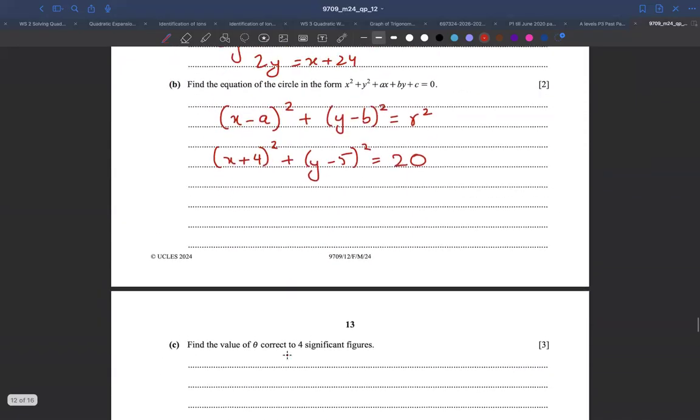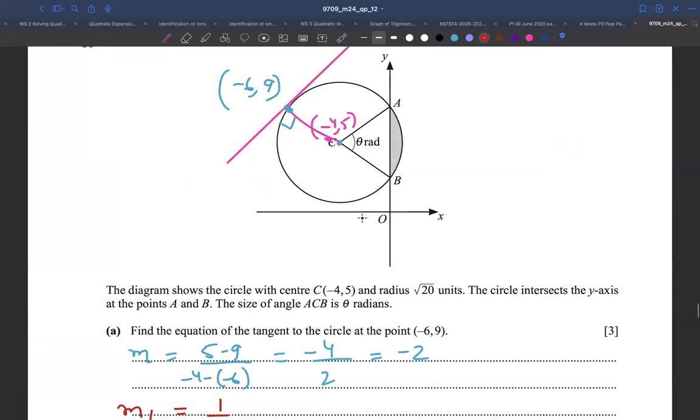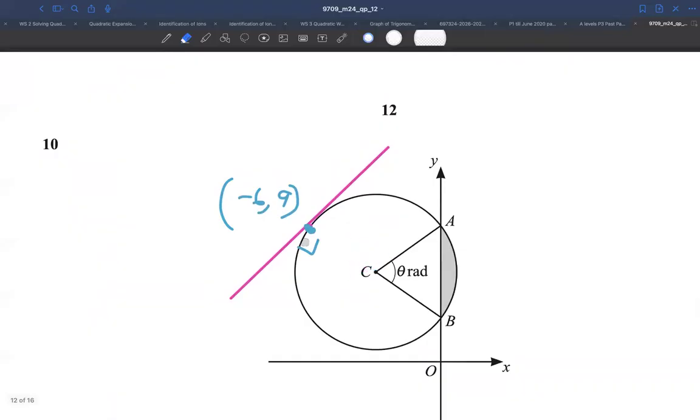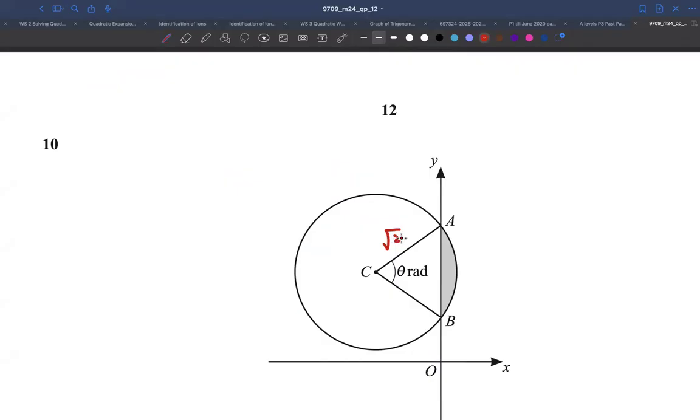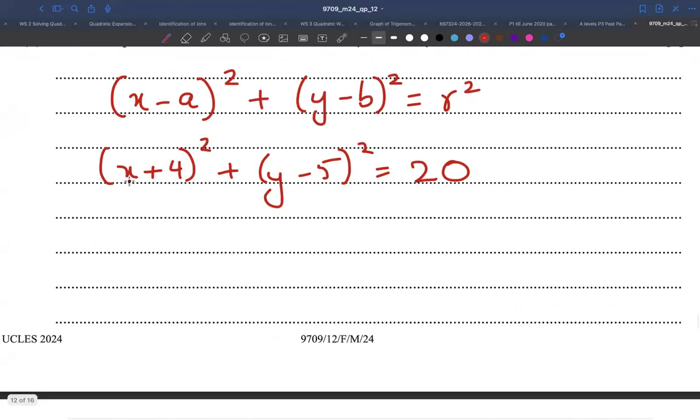Find the value of theta correct to 4 significant figures. Okay. Now I know this radius over here. It's easy now. This length is square root 20. This length is square root 20. If I have the length of AB, I can use the cosine rule to find this angle. Right? Now, what is the coordinate of A? I know it is a point on the y-axis, which means x is 0. Lovely. So 4 squared is 16.